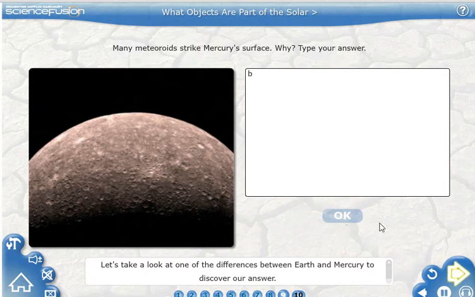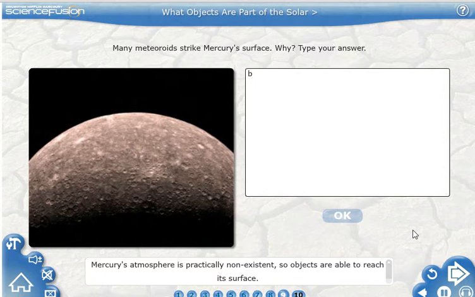Let's take a look at one of the differences between Earth and Mercury to discover our answer. Most meteoroids and other objects that approach Earth burn up in Earth's atmosphere. Mercury's atmosphere is practically non-existent, so objects are able to reach its surface.